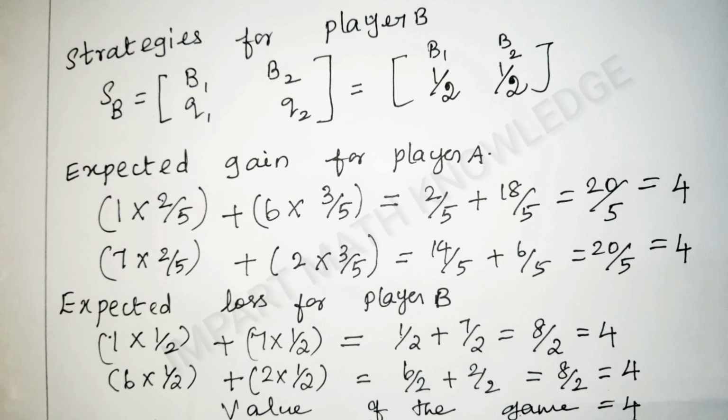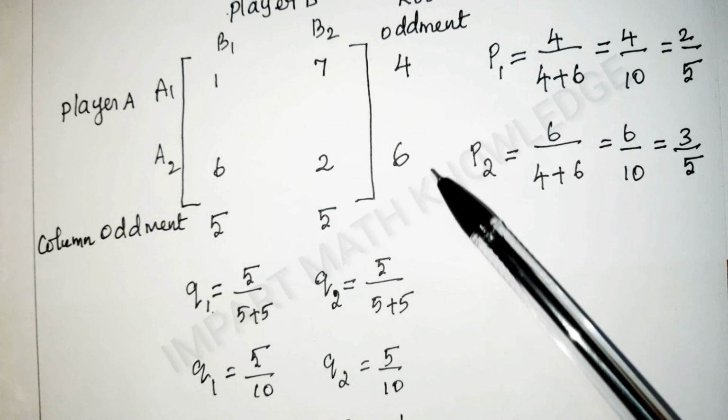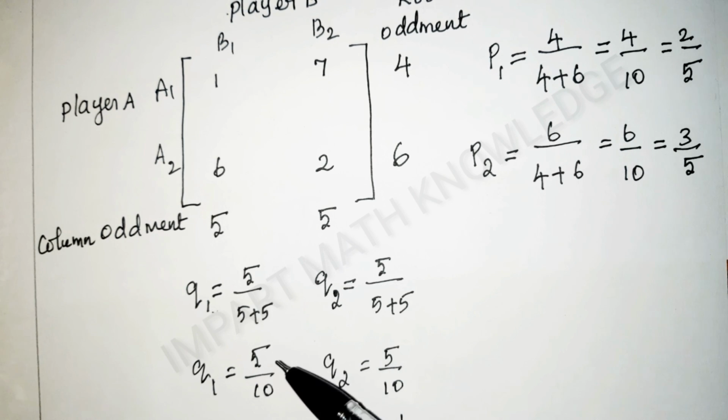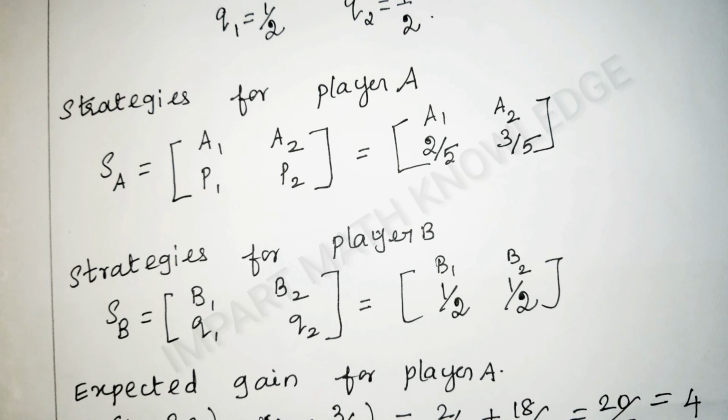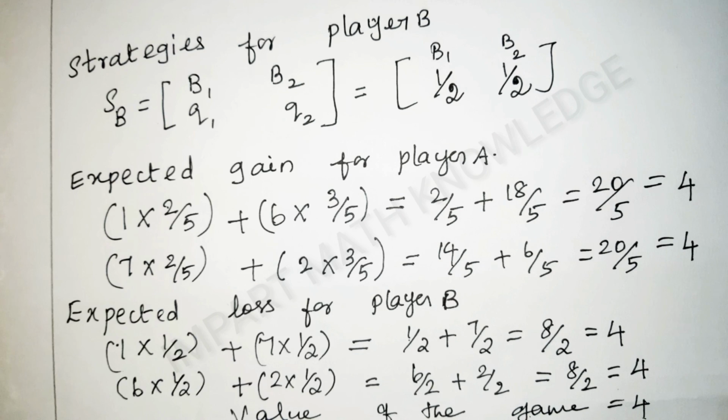Let me repeat. First you have to check whether a saddle point exists or not. If a saddle point exists, you can write the value directly. If not, we go with some other method to find the optimum strategies and the value of the game. Here we are using the arithmetic method. For the arithmetic method, first you have to find the row oddment and column oddment, and then the probabilities for player A and player B. Once you find the optimum strategies for both players, you have to find the value of the game. Thank you for watching.